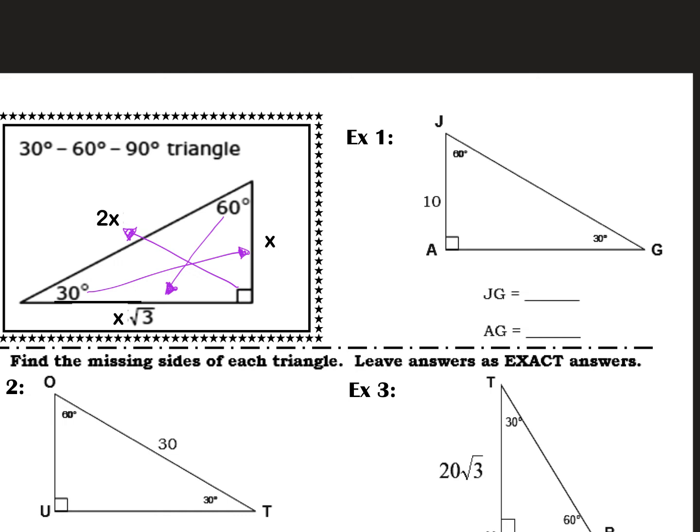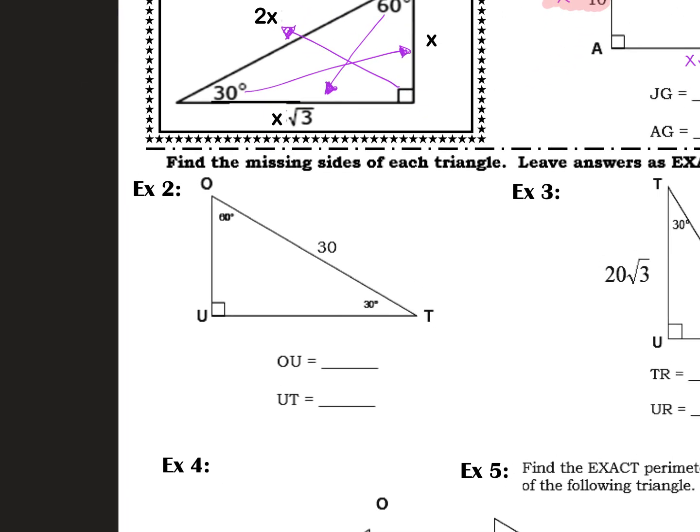So how I always start these questions is I always ask, where does my 2x go? So my 2x is going to go across from my 90-degree angle, so it is going to go right here. Where does my x radical 3 go? It goes across from my 60, so it goes right here. And then where does my x go? It goes right here. And then we're going to follow the same process as we did for the 45, 45, 90 triangles. So I'm going to highlight what's the same, and I just set it equal to each other, all right? So x equals 10, and I'm going to plug in. So for JG, x is 10, so I'm really doing 2 times 10. So JG is going to equal 20, right? And then for AG, I'm going to plug in, I'm going to get 10 radical 3.